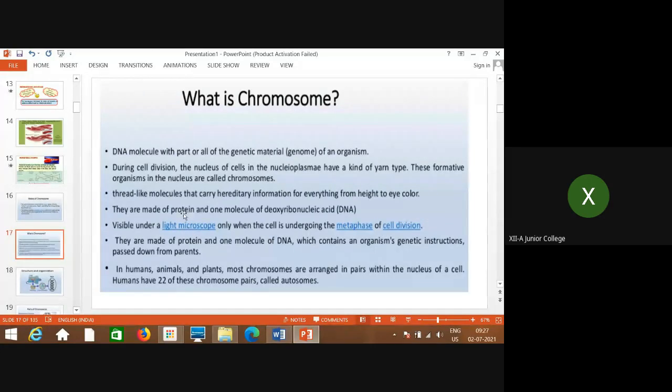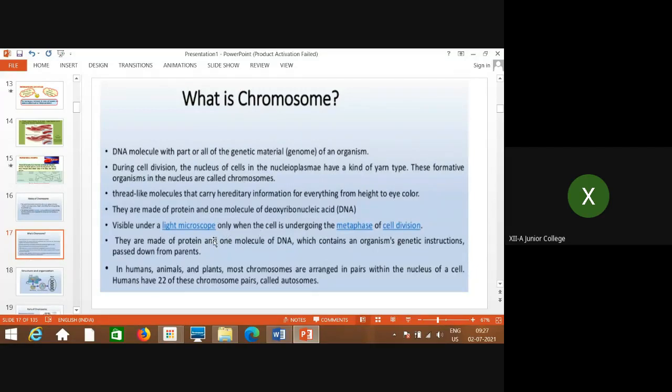So they are made up of proteins and DNA, deoxyribonucleic acid. Two types of proteins, histone protein and non-histone proteins, again as per the type of species, but in general you need to remember they are made up of protein and nucleic acid as DNA.